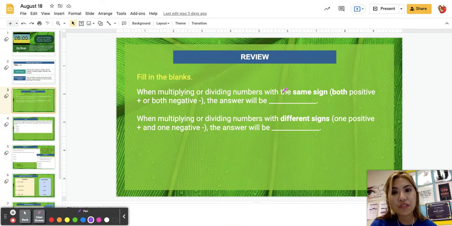So our answer for the first statement, when multiplying or dividing numbers with the same sign, the answer will be, it should be positive. And then for the second statement, when multiplying or dividing numbers with different signs, the answer will be negative.